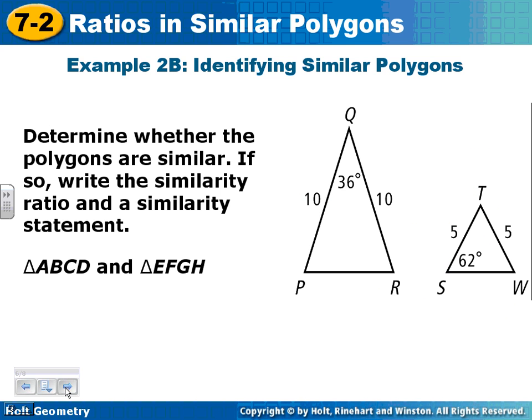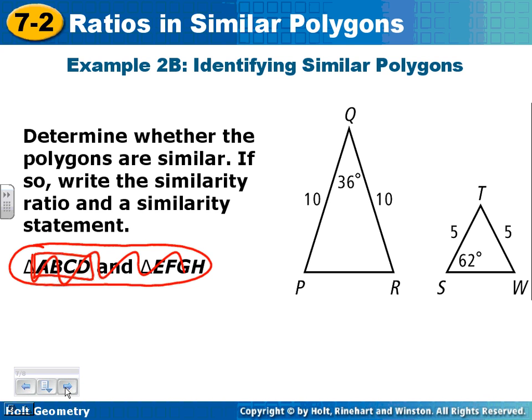Next slide. Determine whether the polygons are similar. If so, write the similarity ratio and a similarity statement. All right. Notice the typo right here, because there's 4 letters. If it's a triangle, it's only supposed to be 3 letters. That's a typo. That's not even supposed to be on this slide. So please ignore that.